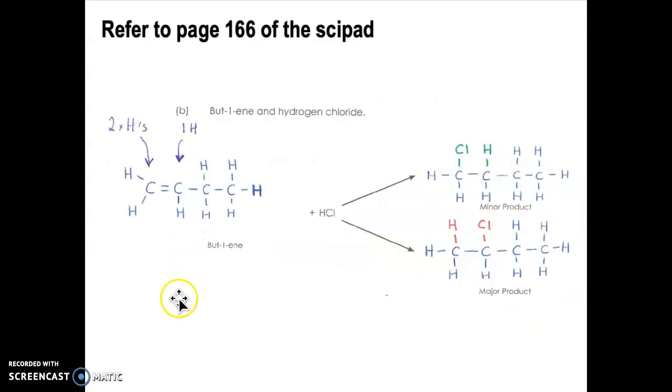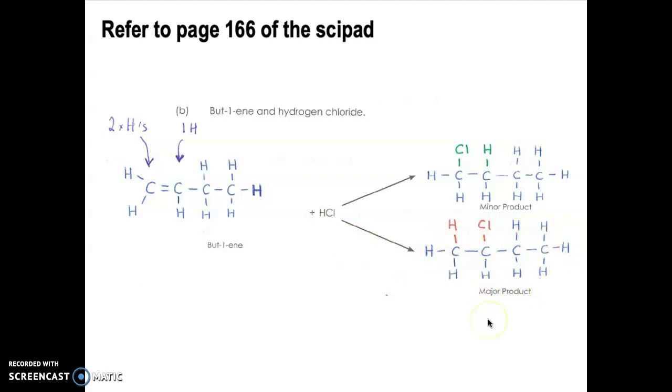Here's just another example. So you identify which carbon's got the most hydrogens. In this case, it's this carbon here on the left with 2, and it will gain the hydrogen for the major product, while the non-hydrogen, so that's the chlorine, will go to the other. So that's the major product.